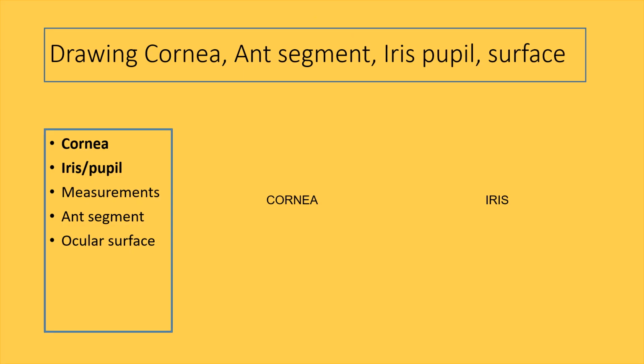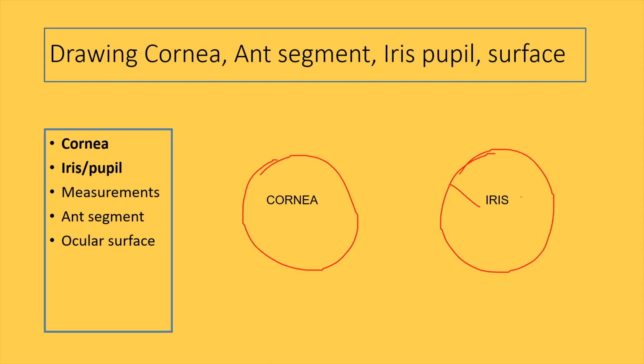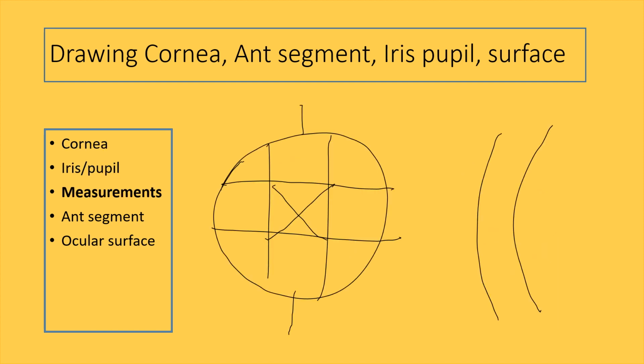First of all, how to draw the templates. So the cornea is drawn like a roundish, and iris is drawn with a circle with 4 radial spokes. So if you have got 4 radial spokes, that means we are drawing iris, and the round circle means cornea. Now, how to measure a corneal lesion?